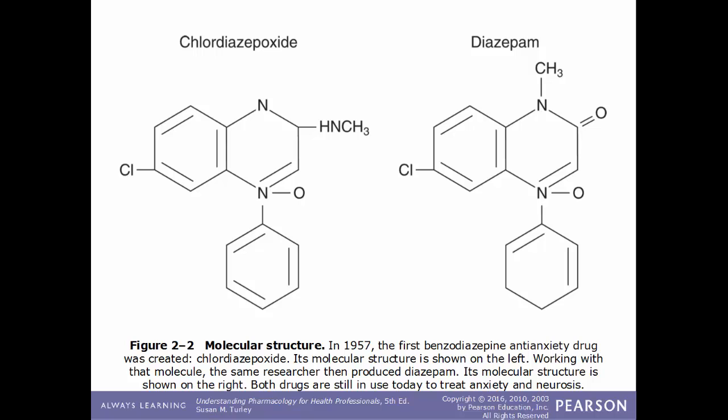In this example, we have the first benzodiazepine anti-anxiety drug that's created. That's here on the left. Now, starting from this currently existing drug, by manipulating the molecular structure, you're able to produce diazepam. Both of these drugs are currently in use to treat neurosis and anxiety. But diazepam was created starting with this as a precursor.